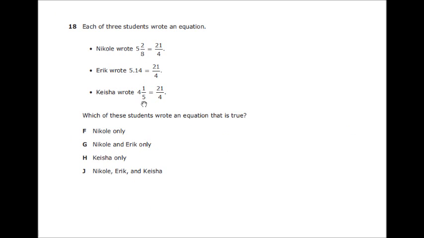Each of the 3 students wrote an equation. Nicole wrote that 5 2/8 is equal to 21 over 4. Eric wrote that 5 .25 is equal to 21 over 4. And Keisha wrote that 4 1/5 is equal to 21 over 4. Which of these students wrote an equation that is true?